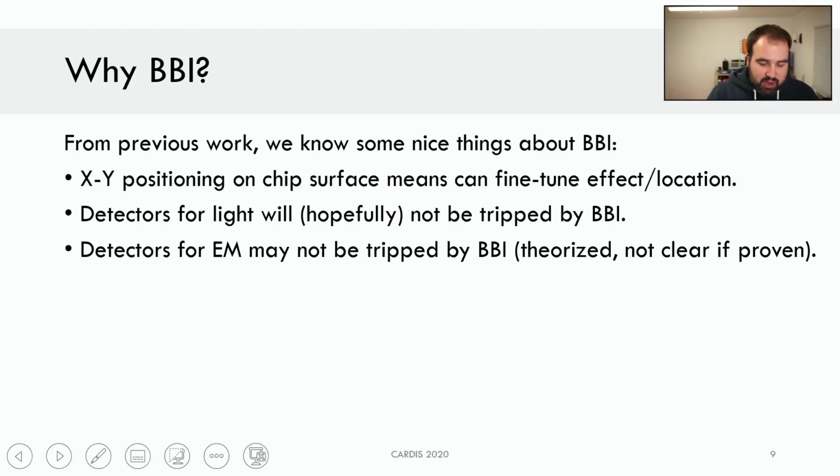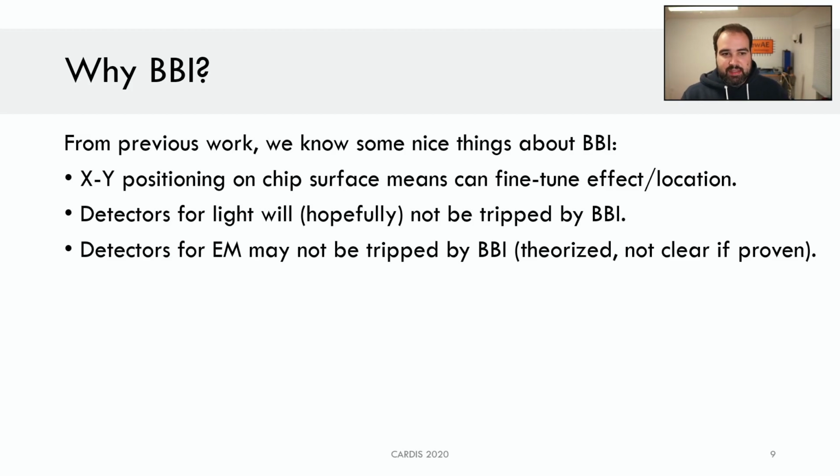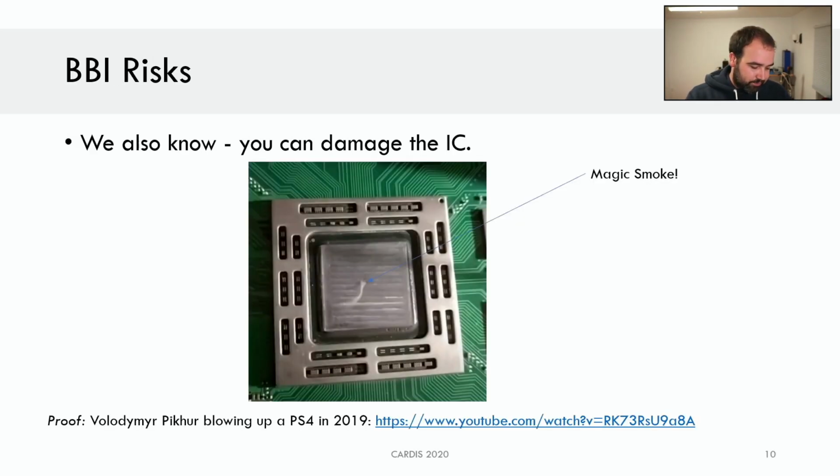So why BBI? We know some things about BBI that make it nice. From previous work, we know that there's some XY positioning capability. We like that because we can target specific areas of the chip. We also hope that detectors for light or EM might not actually be tripped by BBI because the pulse being injected is different, right? It doesn't have the same characteristics. So it may not actually trip detectors that are looking for light or EM fault injection.